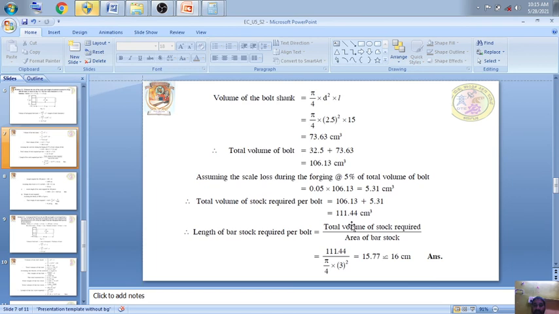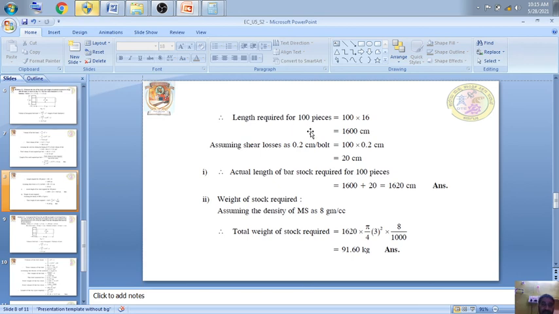Out of that bar stock you can prepare this hexagonal headed bolt by forging operation. But we require 100 such MS bolts. So the length required for 100 pieces is 100 into 16, 1600 centimeters. But for 100 bolts we have to make a cutting operation, so shear losses will come during cutting. It is taken as 0.2 centimeter per bolt, considered as shear loss. For 100 bolts it will be 100 into 0.2, 20 centimeters. So the total length of bar stock required is 1600 plus 20, that is 1620 centimeters for 100 MS bolts.